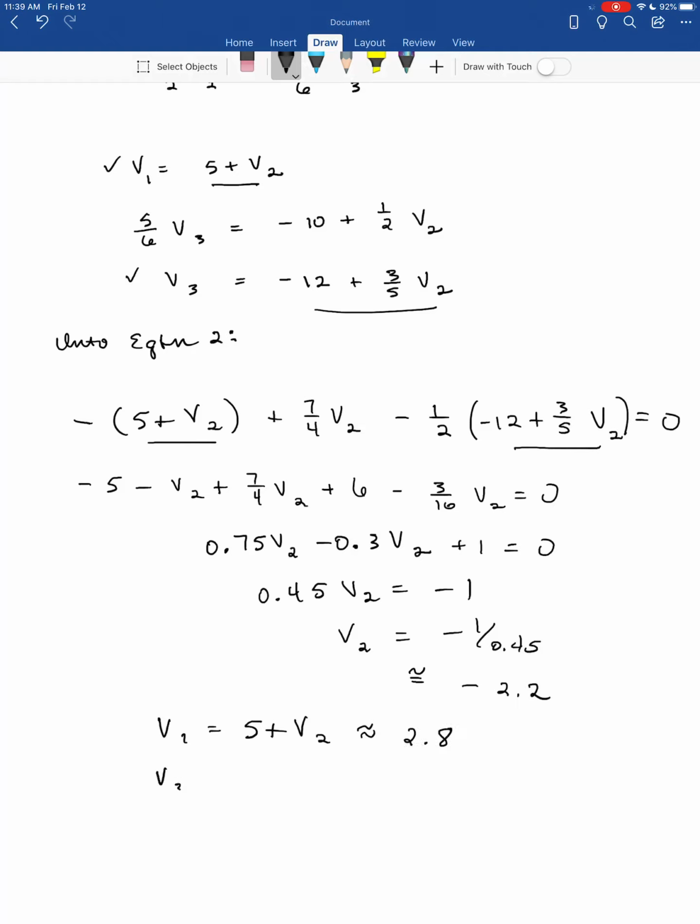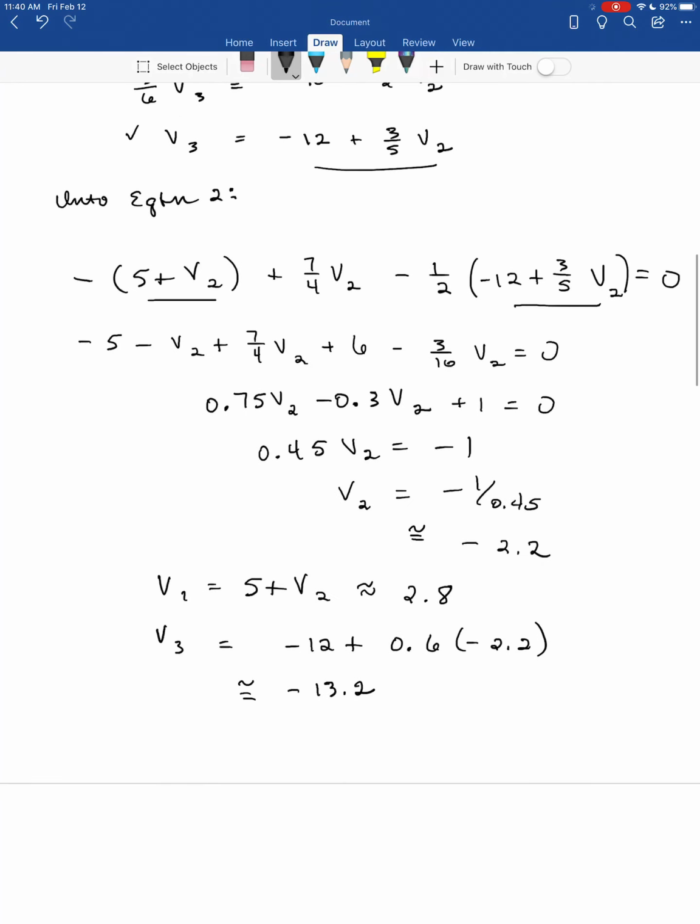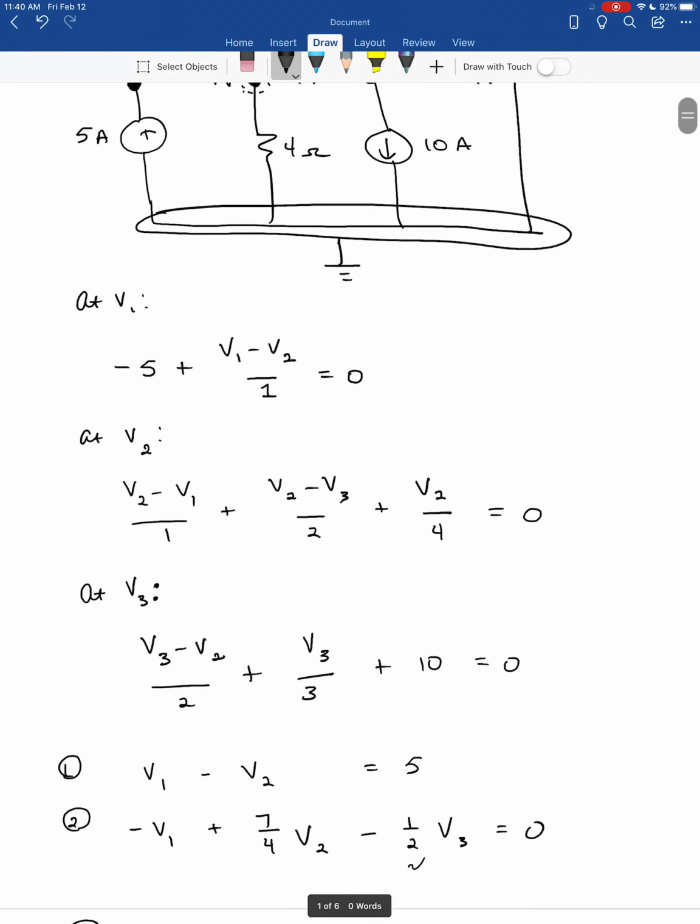and it makes V3 minus 12 plus 0.6 times minus 2.2, which is about minus 12 minus 1.32, so that is minus 13.2, assuming I didn't make any math errors. Alright, now let's keep these, and because I was doing this in my head, this may not work out perfectly, but let's now see what you do with those.